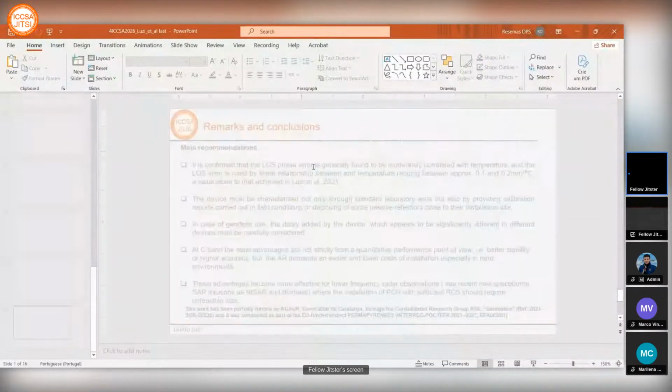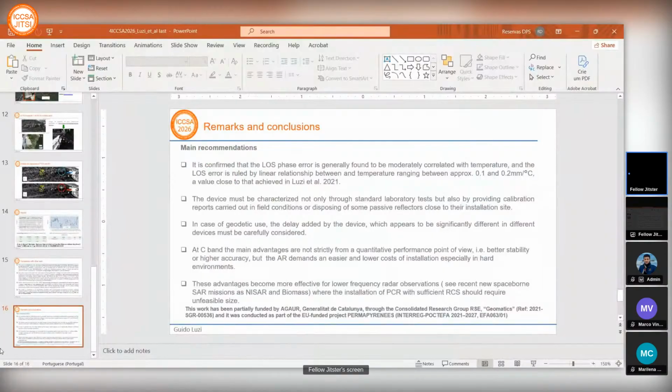Thank you, Guido. And the next presentation is a robotic GPR pipeline for automated surface analysis in multiple scenarios.